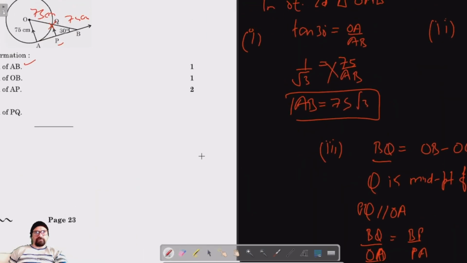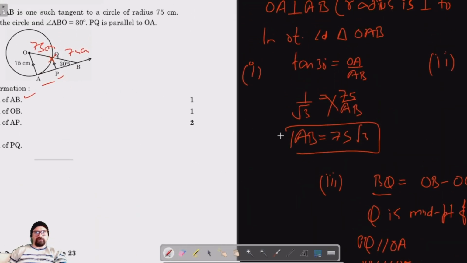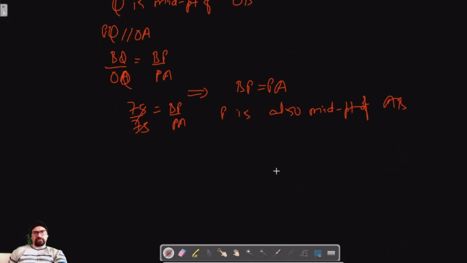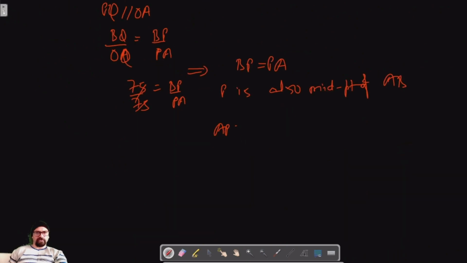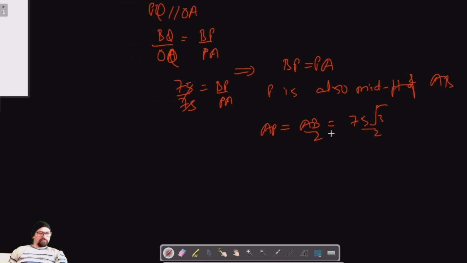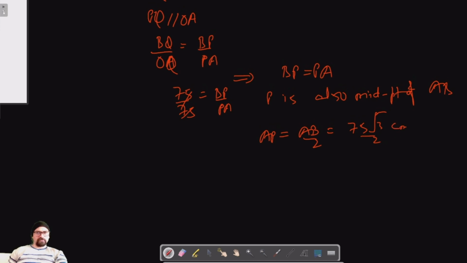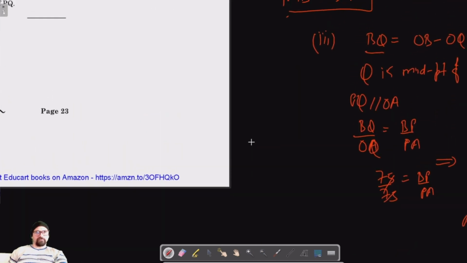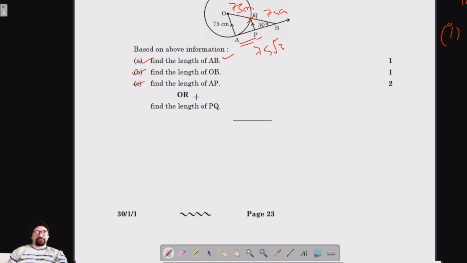And if P is the midpoint of AB and we know the length of AB is 75 root 3, and we have to find AP, then AP is equal to half of AB because P is the midpoint. So this is 75 root 3 by 2. So AP is equal to 75 root 3 by 2 centimeter. Okay, so we have solved AP.